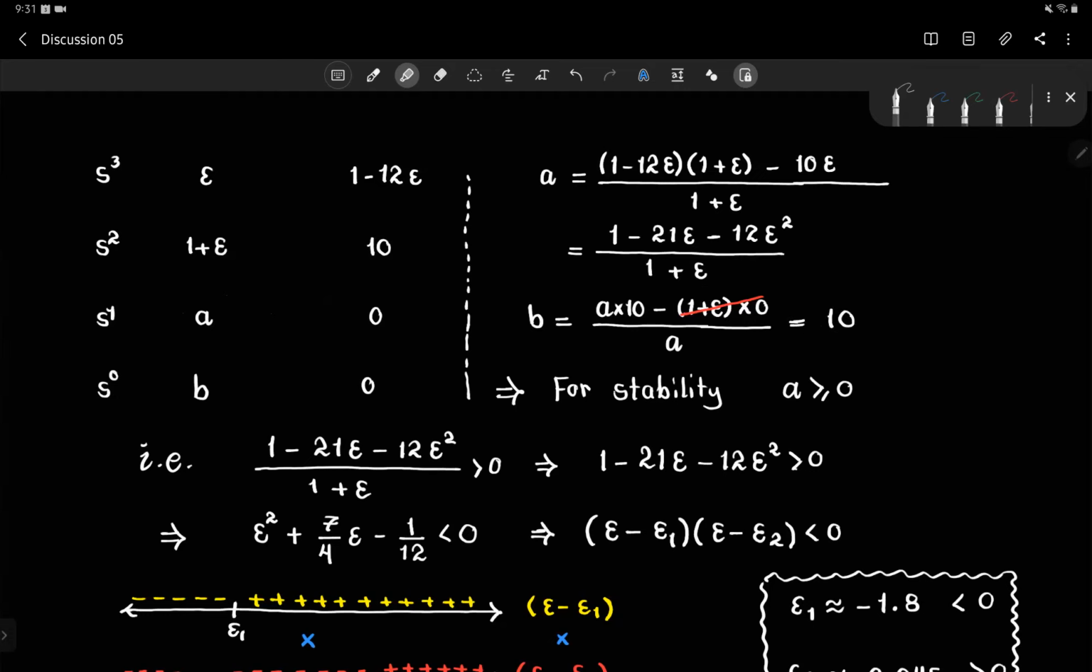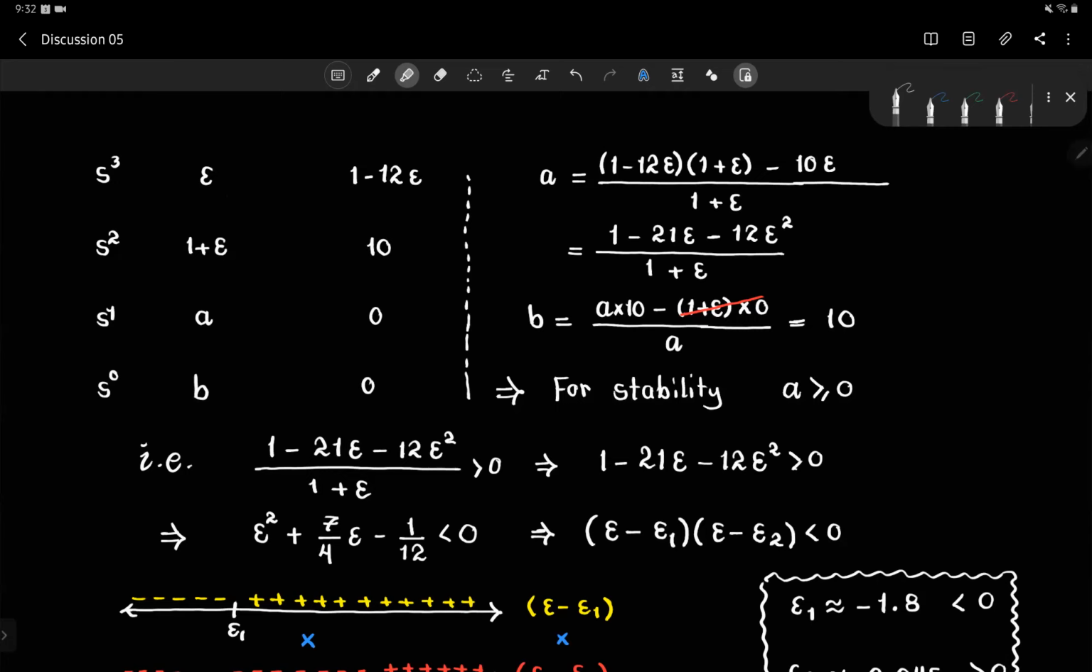So for stability, we require that no sign changes happen in the first column. So epsilon is positive, right? And this is positive, and this is 10, which is positive. So we require that A has to be bigger than or equal to 0 so that we have stability. Okay. Any questions?